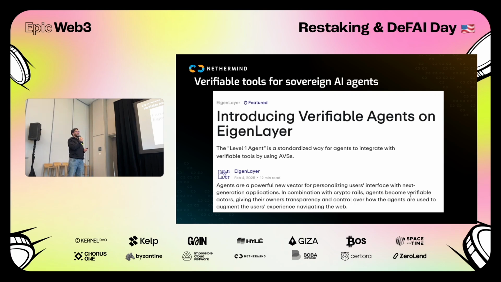Verifiable tools for sovereign AI agents. The agent doesn't have eyes and ears and social cues and context as we do to discern what's right and what's wrong. So it needs feeds of data and oracles that it can trust. And restaking is a way to provide these verifiable data feeds that are secured by cryptoeconomic security.